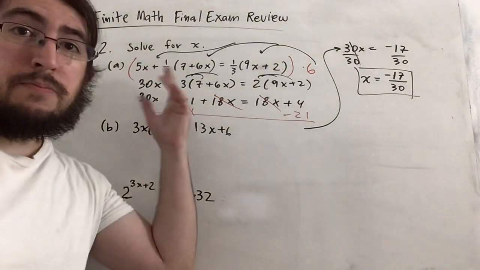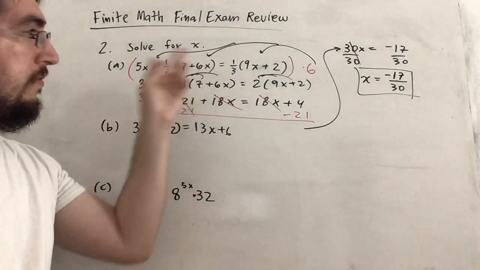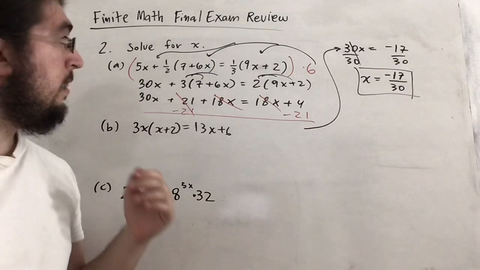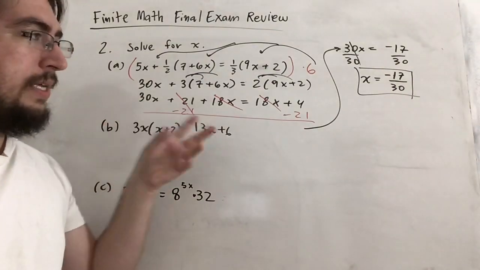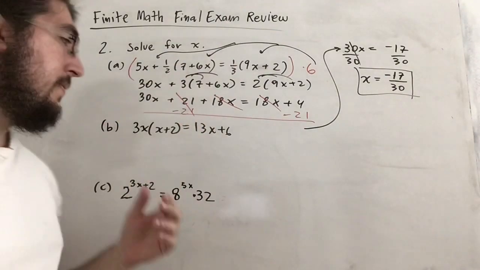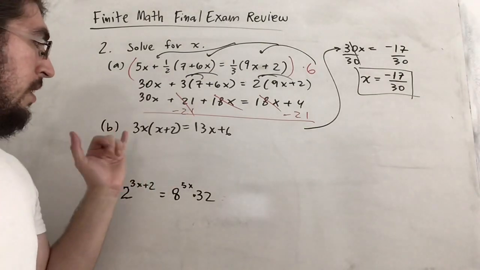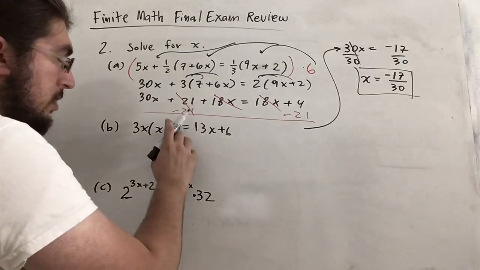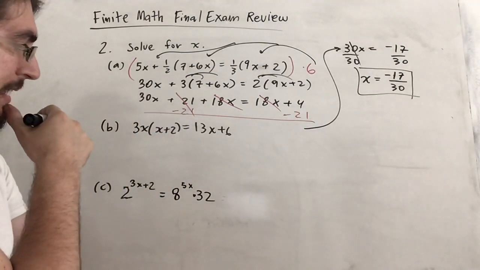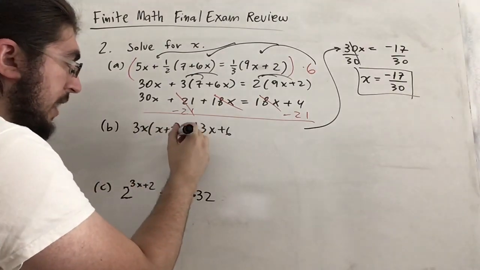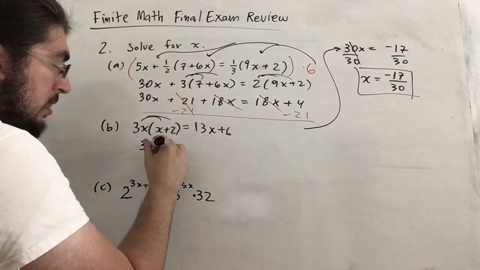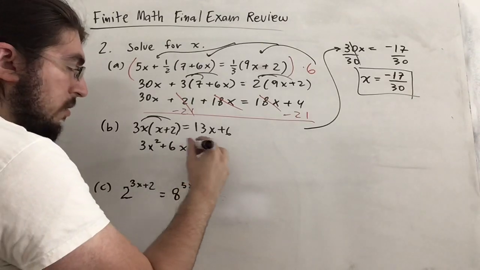Another way of doing this is embracing the fractions, and it's not too bad. But instead, you can get rid of fractions altogether in any equation, actually. Here, let's see. I'm just going to simplify as much as I can. So I'm going to distribute this 3x. So we'll get 3x squared plus 6x, of course.